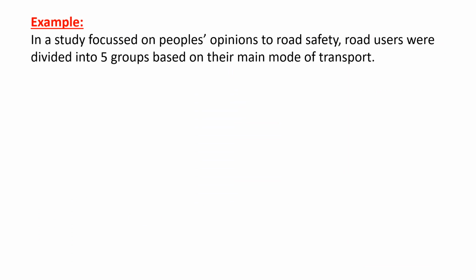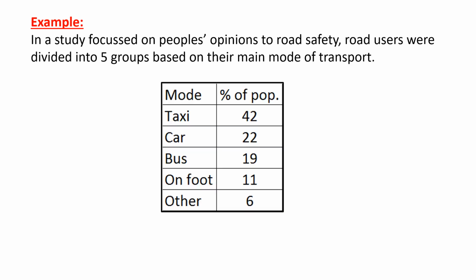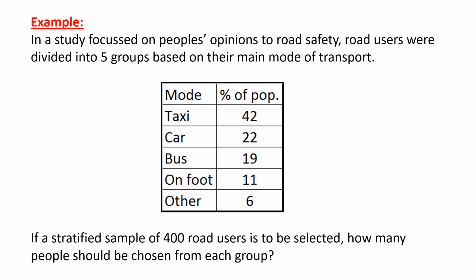For example, here's a study focused on people's opinions on road safety. Road users were divided into 5 groups based on their main mode of transport. This is the mode of transport and the percentage of the population associated with it. So if a stratified sample of 400 road users is to be selected, how many people should be chosen from each group?